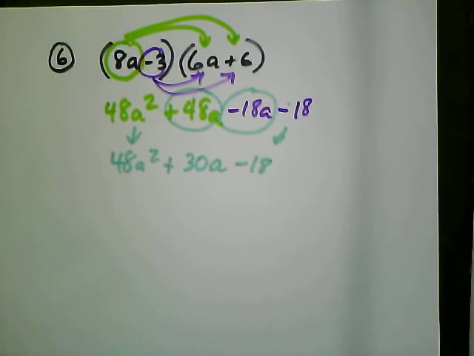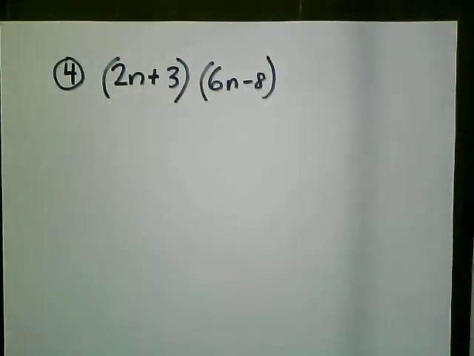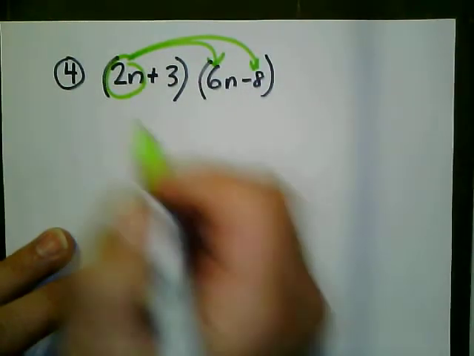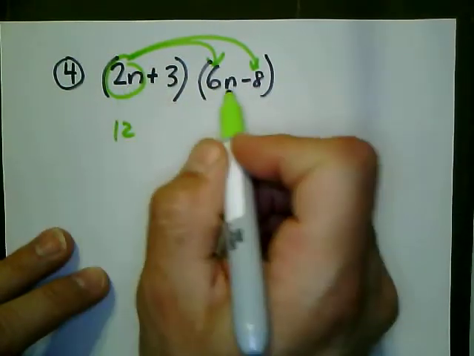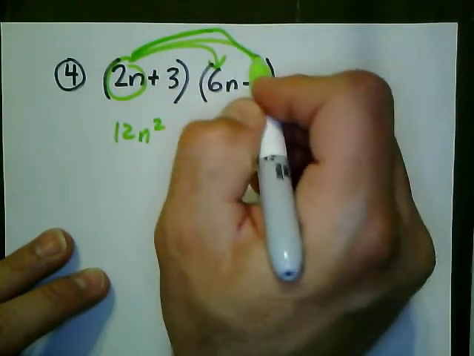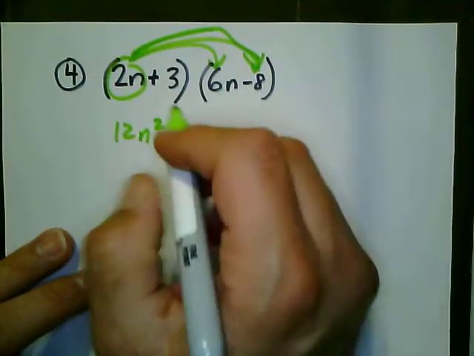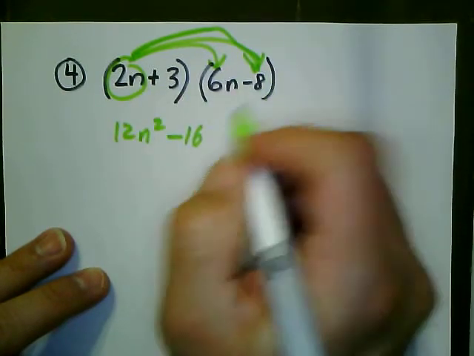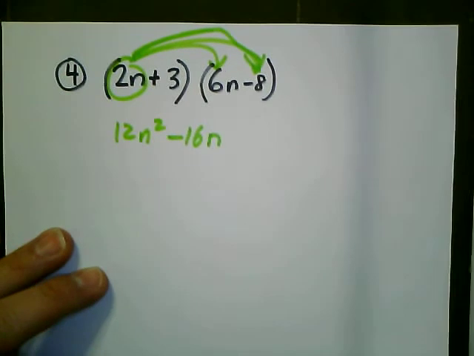I think I missed number 4. I can go back and do it though. Yep, there it is. I skipped right over number 4. There's number 4. Don't freak out about it. Here it is. Take that first term, multiply it by both terms in the other one. 2 times 6 is 12. 1n, 2n, so it's n squared. And over here 2 times negative 8, which is negative 16. 1n, no n, that's 1n.